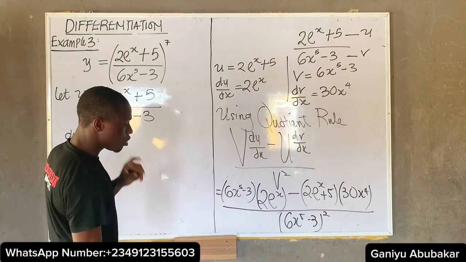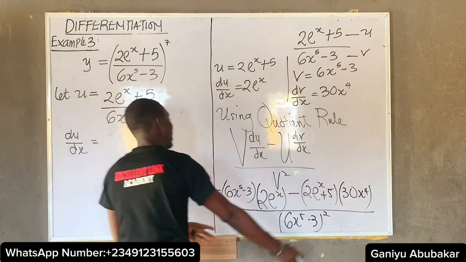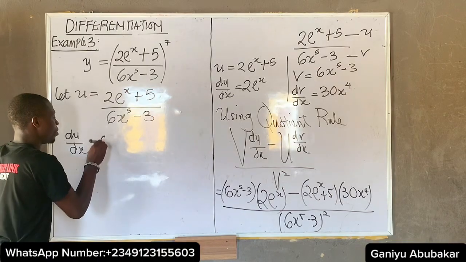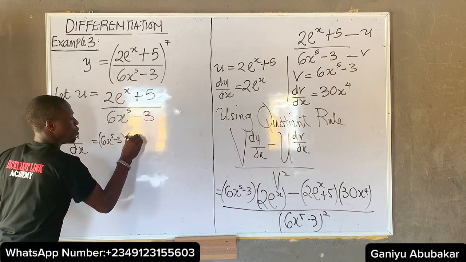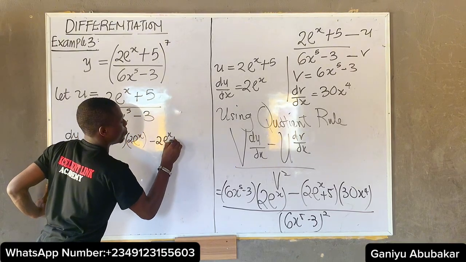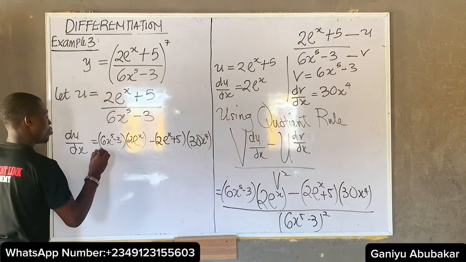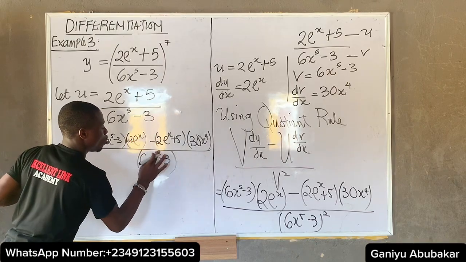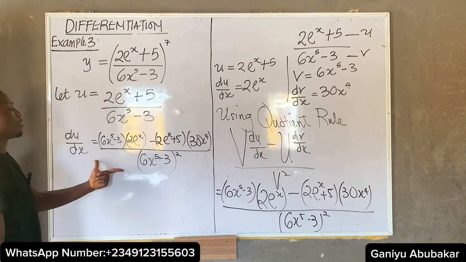So on differentiating, listen up please. On differentiating this one alone, I had everything here. So I'll plug in this answer here. So my answer becomes 6x to the power 5 minus 3 into 2 exponential x minus 2 exponential x plus 5 into 30x to the power 4. So all over 6x to the power 5 minus 3 all squared. So differentiate this one here. I have this as my answer.